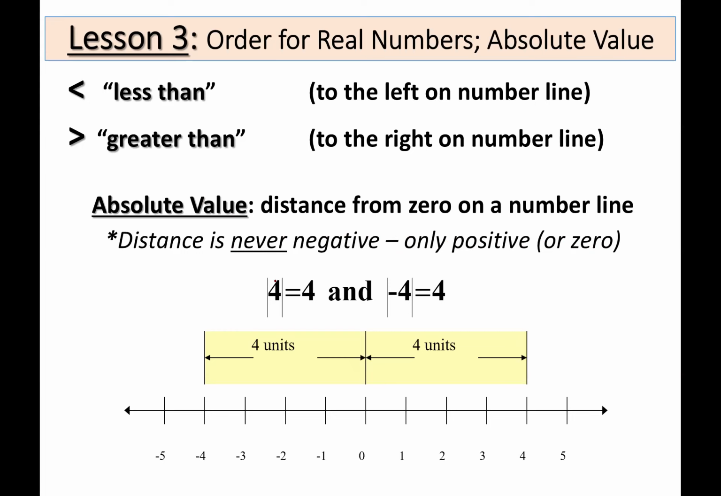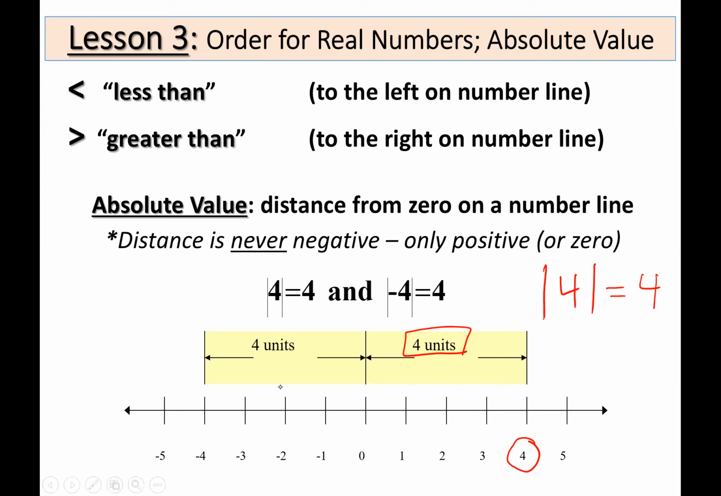Here's some examples. When you see these two vertical lines surrounding a number, that means absolute value. So for example, the absolute value of 4, that refers to how far away is 4 from 0 on the number line. So here's 4 on the number line. Notice that it's 4 units away. The distance is 4. So the absolute value of 4 is 4.